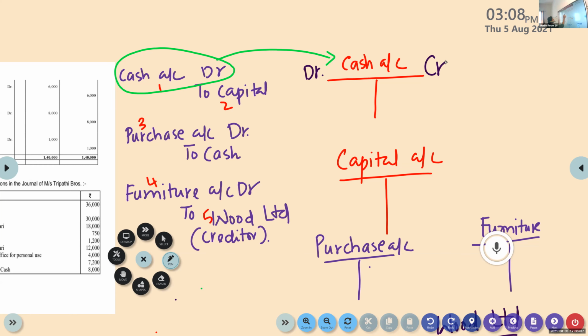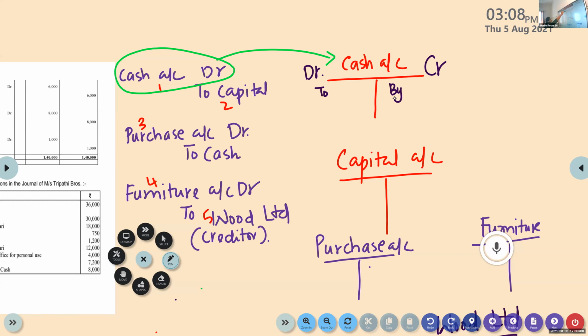And you can also write the word "To" on the debit side and "By" on the credit side. These two words you can include for all the transactions. To, by. Please switch on your videos, everyone. Till now it's okay.